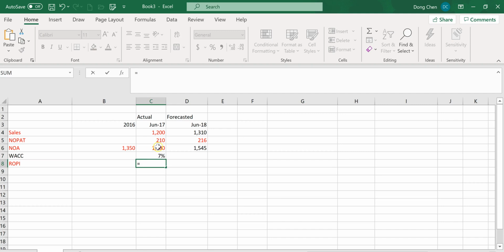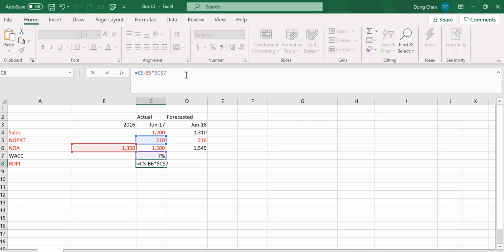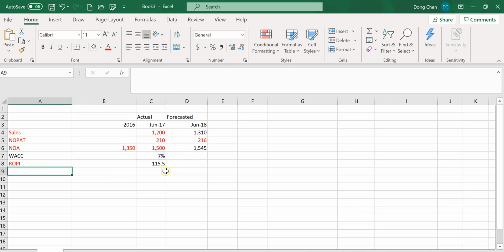ROPI, as we just checked, is NOPAT minus the beginning year, so relative to 2017, the beginning year is 2016, right? And then times WACC. But I don't want to just leave this like this because I want to drag the cell to the right to calculate the 2018 ROPI number automatically. So I need to fix this WACC cell. So I need to add a $ sign in front of the cell number. So then I can just pull the cell to the right.